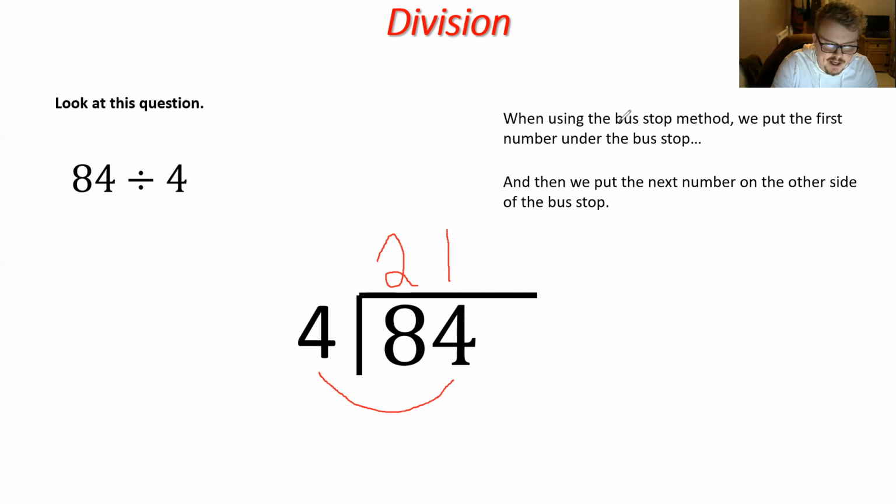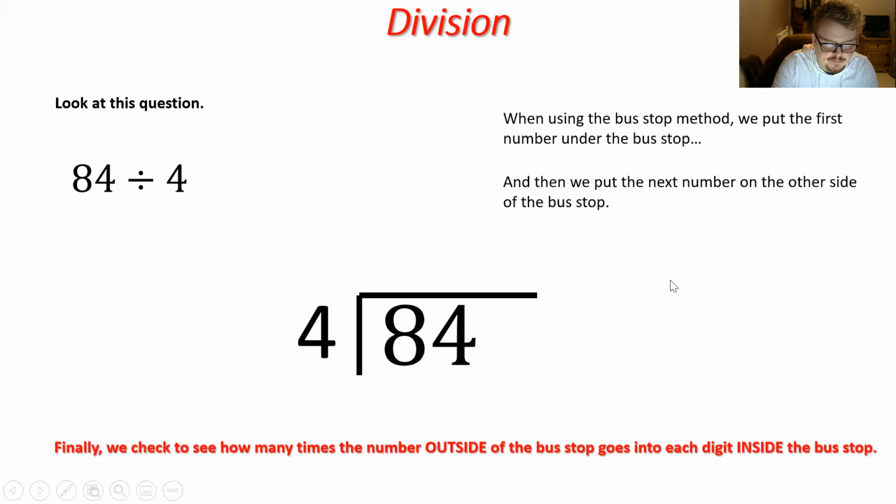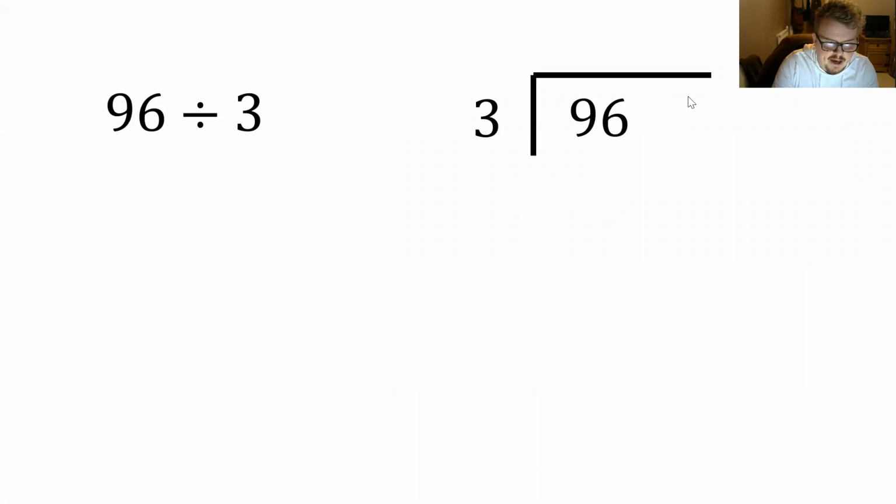Okay, so I'm going to do it again. Here, we've got 96 divided by 3. And once again, my first number is underneath the bus stop. And then my second number, which is 3, goes on the outside of the bus stop. Once we've set it up, we do the same thing again like we did with the last question. How many times does 3 go into the first digit? And how many times does 3 go into the second digit? So all we need to do is use our 3 times tables.